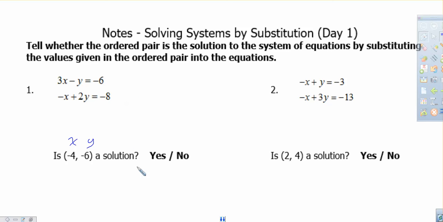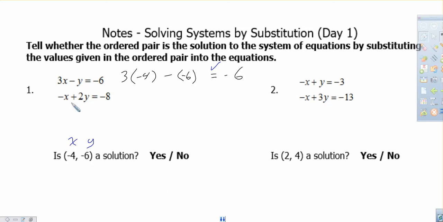So for the first one, that is going to be 3 times x minus y equals negative 6. So x is negative 4. 3 times negative 4 minus negative 6. Is that equal to negative 6? Well, if we type that in our calculator to see if it is, this is positive 6, negative 12. That is negative 6. This is a true statement.